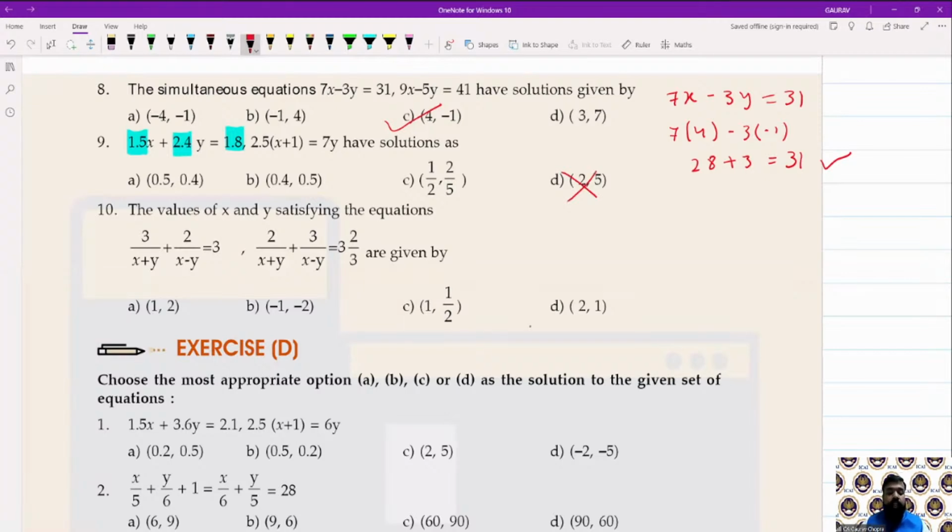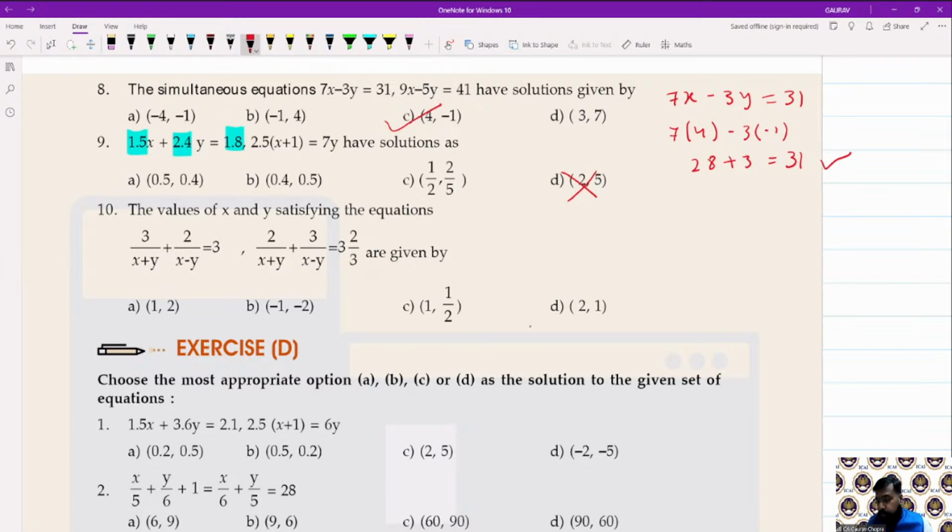Now we have to try with other options. So try the option from which we can directly cancel, the one that is a multiple. So it is easy to try with option number A because 1.5 and 0.5 can be cancelled or easily multiplied. So first try with option number A, then option number B.